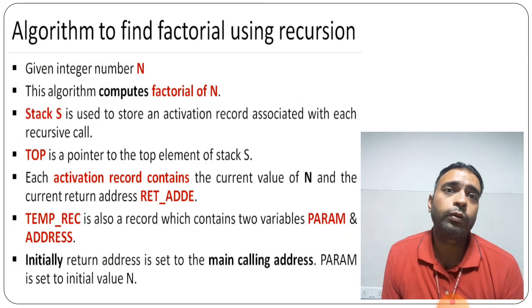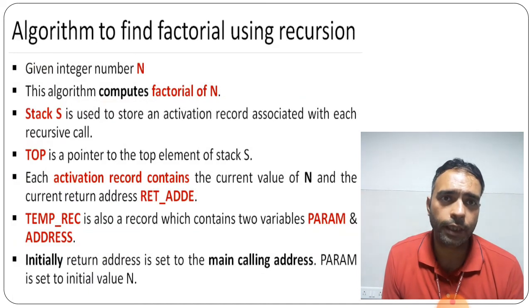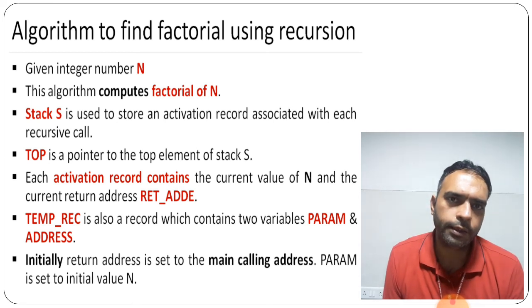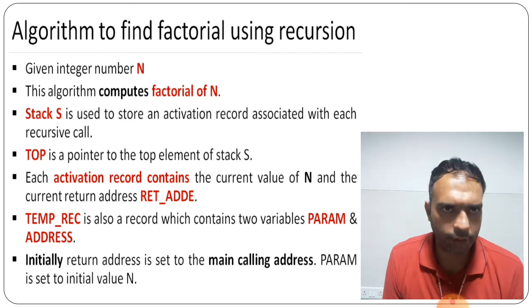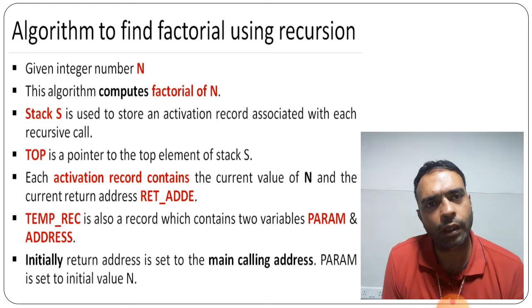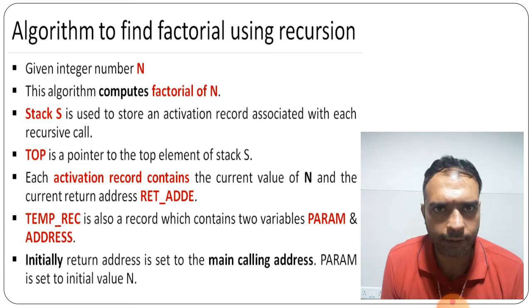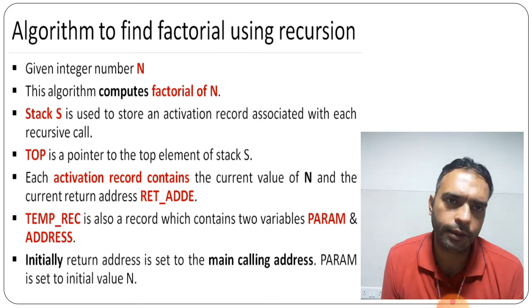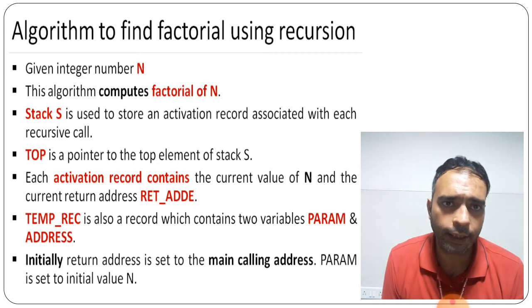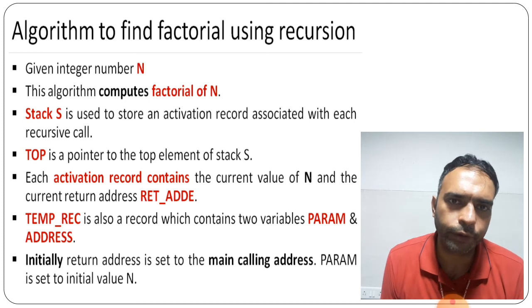Now how to find the factorial using recursion, that we will see here. First of all, the given integer number is in the variable n, and this algorithm computes the factorial of n. And the stack S is used to store an activation record associated with each recursive call. And top is a pointer that will represent the top element of the stack, and each activation record contains the current value of n and the current return address, that is RET ADE, the variable we are using for that.